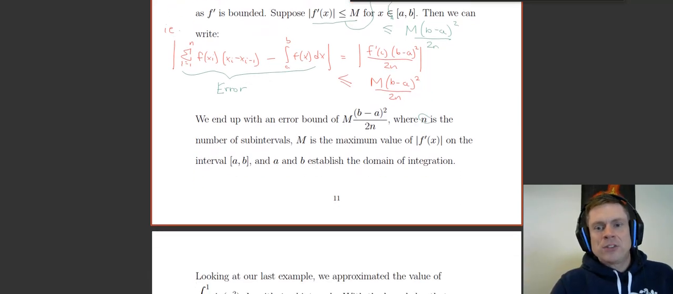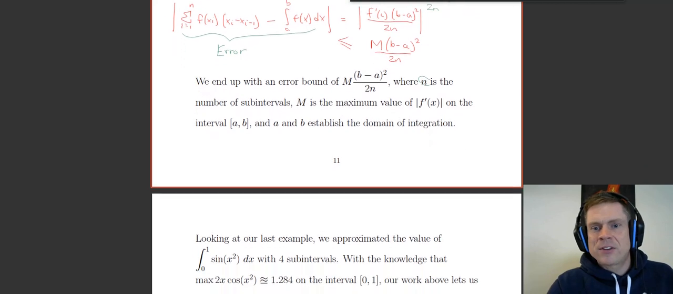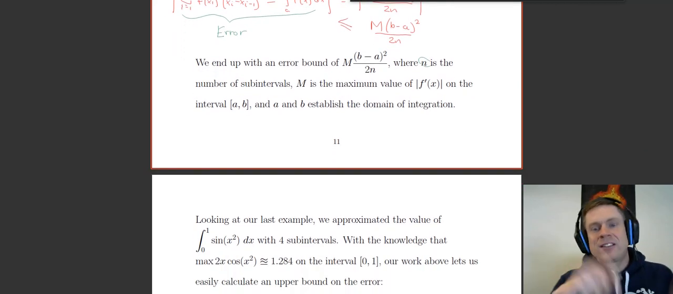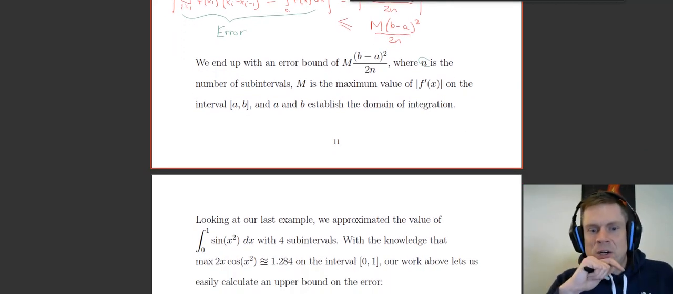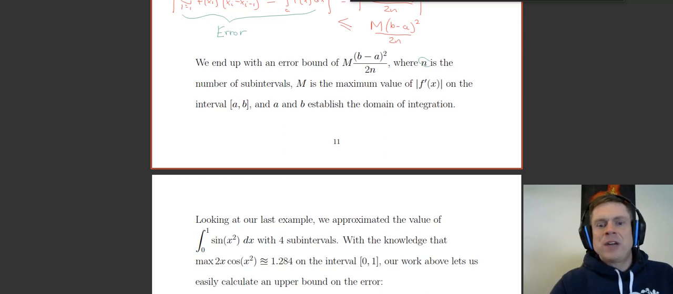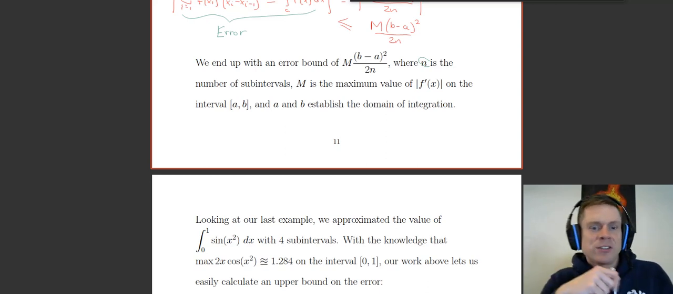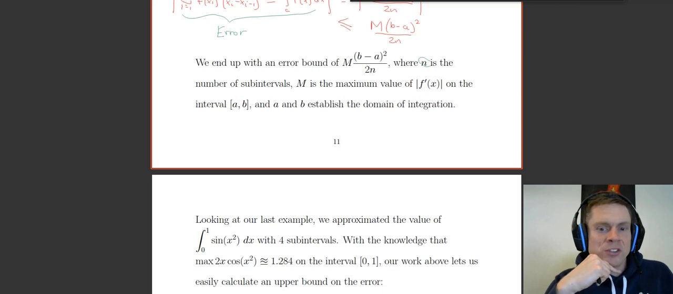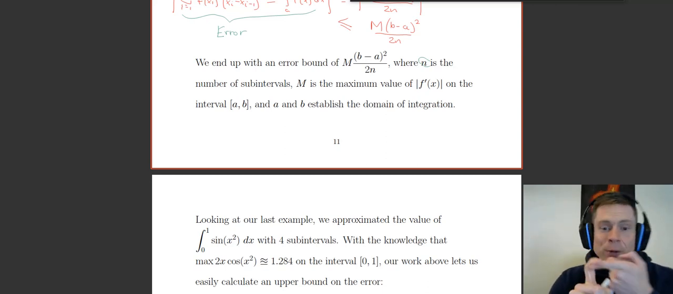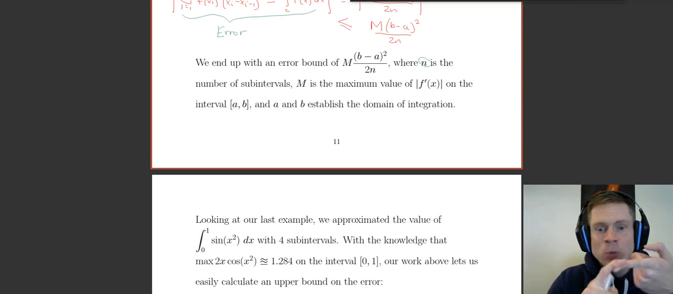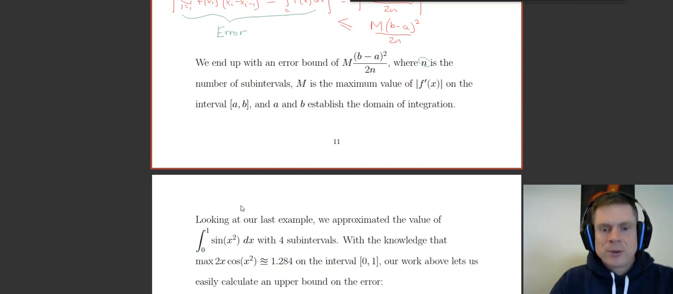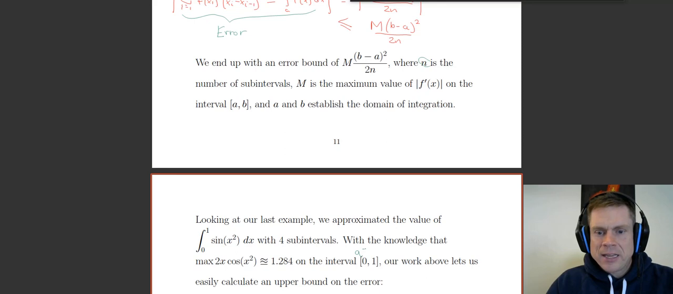So why don't we take that and use it to showcase the last example and how that works out. If you look at the last example we did, the integral from 0 to 1 of sine of x squared, with four subintervals, that tells me immediately that n is 4. I know what b and a are: 1 and 0. So let's write some of those things in. a equals 0, b is equal to 1.